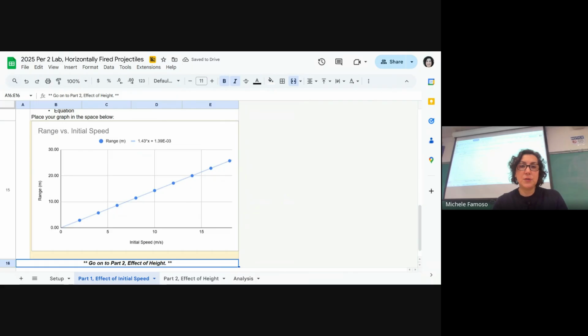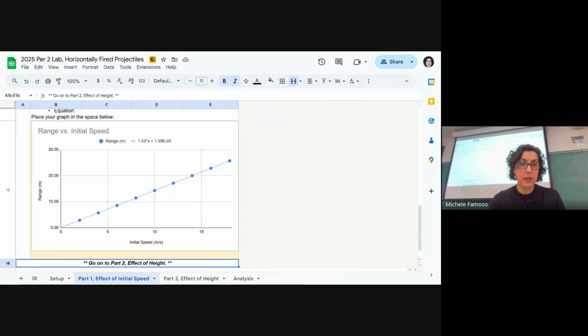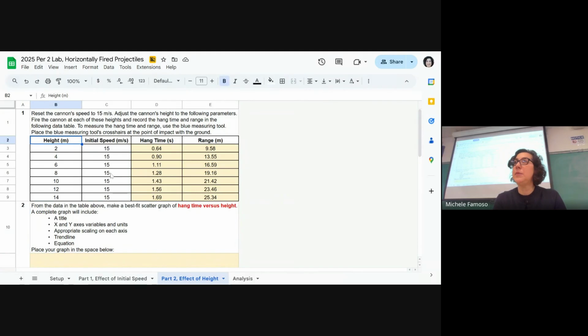Range versus initial speed. Okay? Let's go to part 2 and make the graphs now in part 2 because I think that's it for part 1, right? Yep, it says go on to part 2, effective height. So let's make our first graph now in part 2, which is hang time versus height. Okay, so what you're going to do is select the height here in meters.